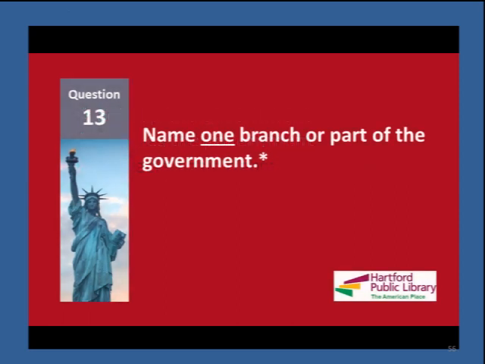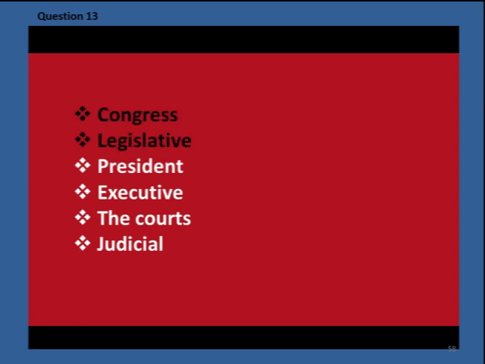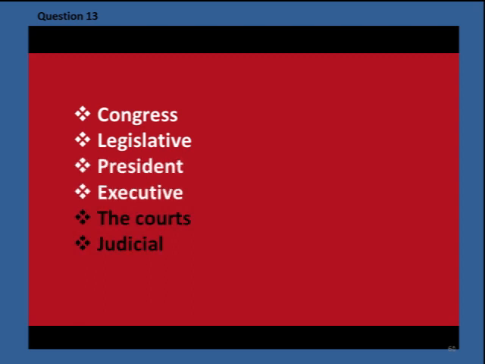Question 13. Name one branch or part of the government. The President. One branch of the government is the President. The three parts of the government are Congress, which is also called the legislative branch, the President, also known as the executive branch, and the courts, or the judicial branch.